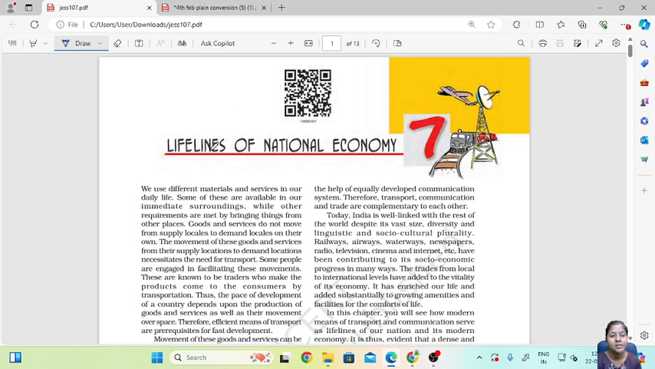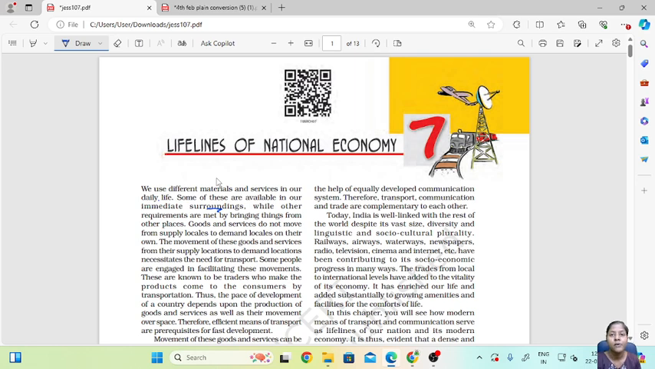So today we'll start with the chapter Lifelines of National Economy for Standard 10th. There are different lifelines of national economy, and we use different materials and services in our daily life. Some of these are available in our immediate surroundings, while other requirements are met by bringing things from other places.